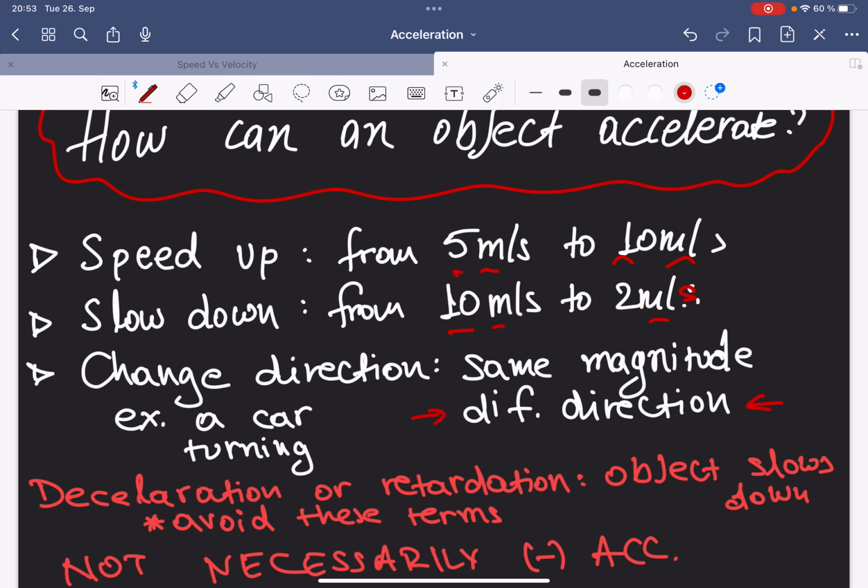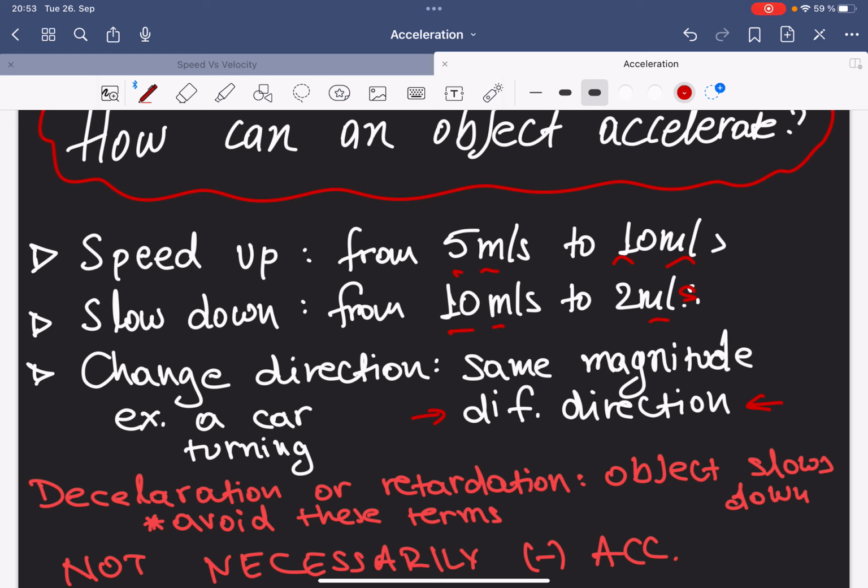Okay, so 3 ways that an object can accelerate. Number 1, speeding up. Number 2, slowing down. And number 3, keeping the same magnitude for its speed. So it stays, let's say, at 5 meters per second. It just changes the direction towards which it's moving. And just because acceleration happens to be a vector quantity, it depends on the direction. So if the direction changes, even though the magnitude stays the same, we do have an acceleration. Because remember, it's change in velocity, and velocity is a vector quantity.